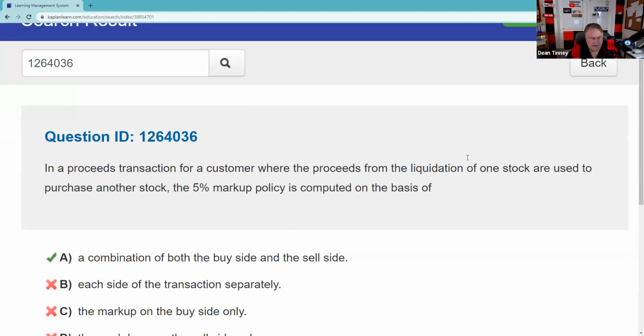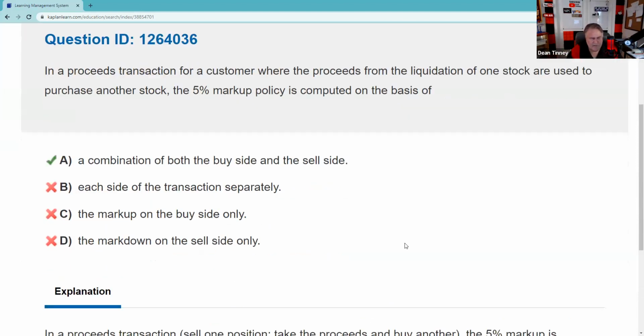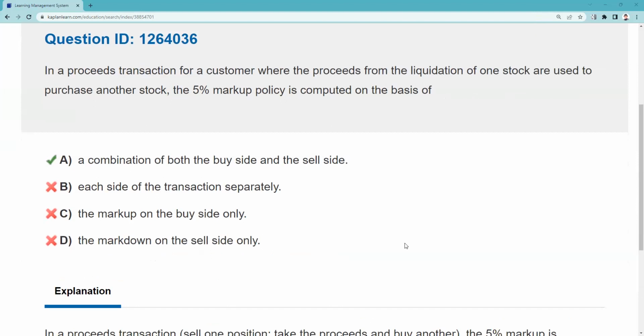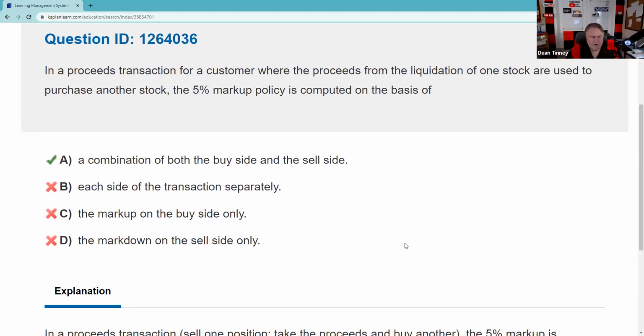What did you say? Did you know what your miss was? Was it each side of the transaction separately? It was, yep. Okay. Well, remember, you can kind of think like a compliance officer here. B would allow me to charge you more money. So the idea is that, from a compliance standpoint, the number that restricts me is usually going to be the number that applies, right?